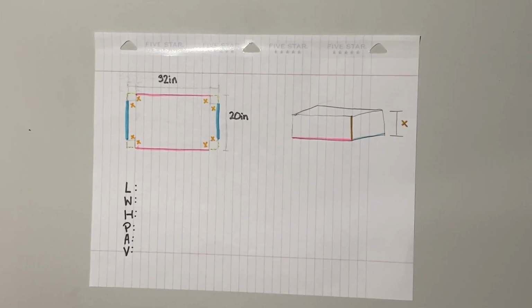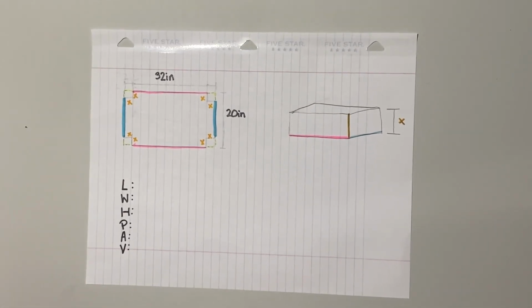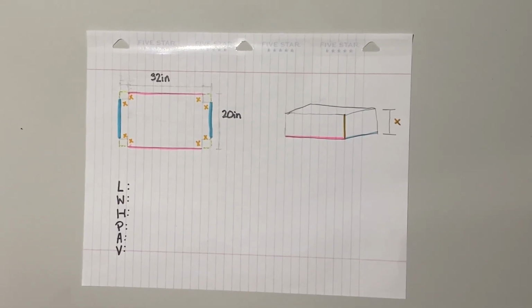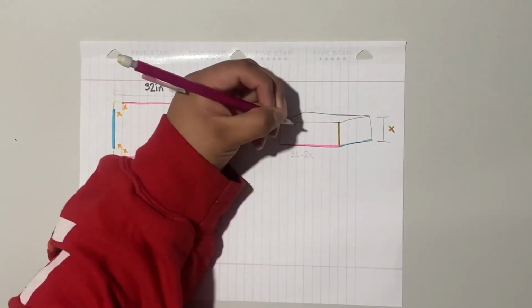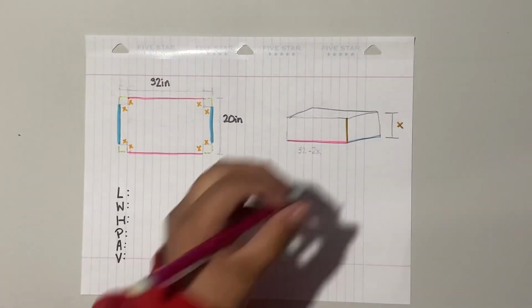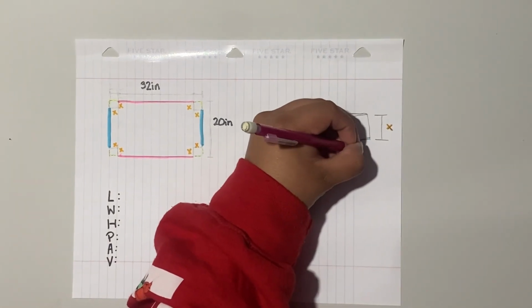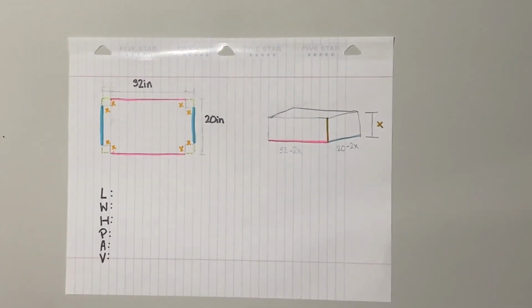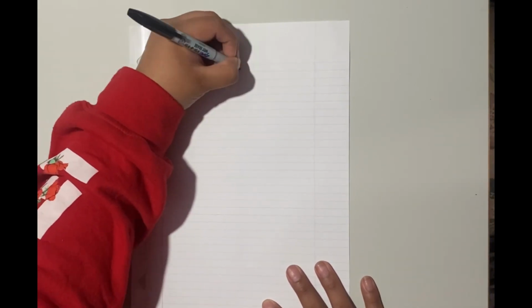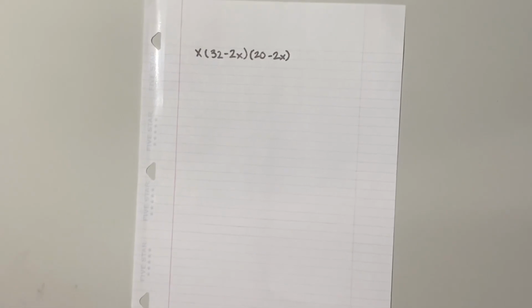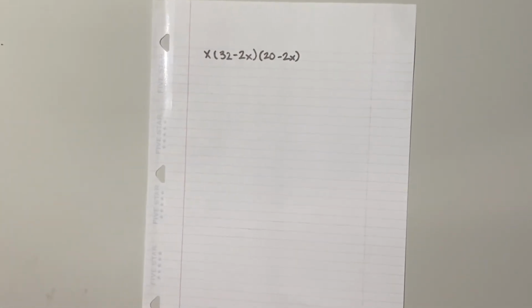corresponding units. Since our length is 32 inches and we have to find the missing pieces, we're going to do 32 minus 2x for the length, and then we're going to do 20 minus 2x for the width. Using those two expressions, we are going to make our polynomial. Our polynomial is going to be x times 32 minus 2x times 20 minus 2x.